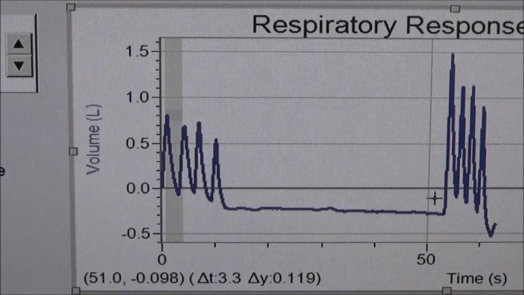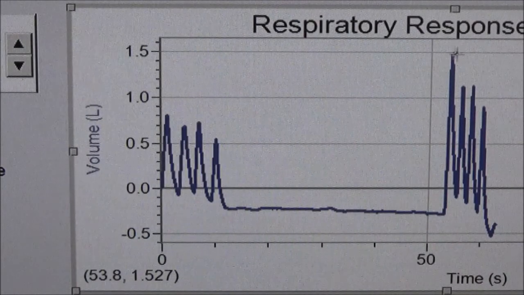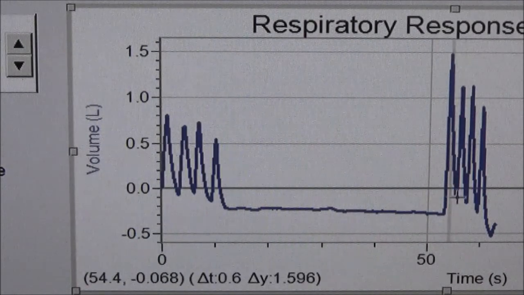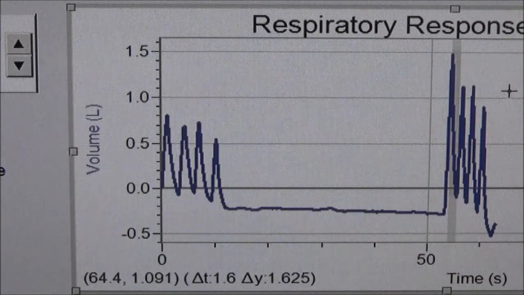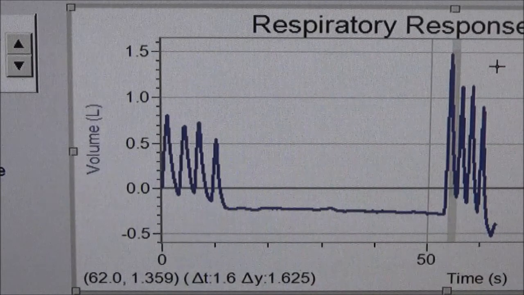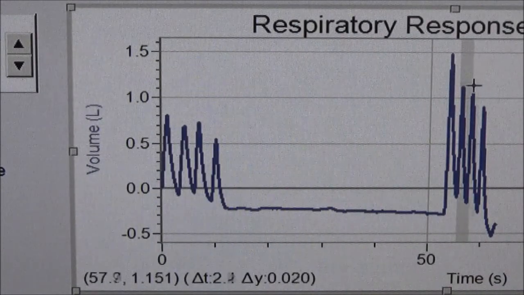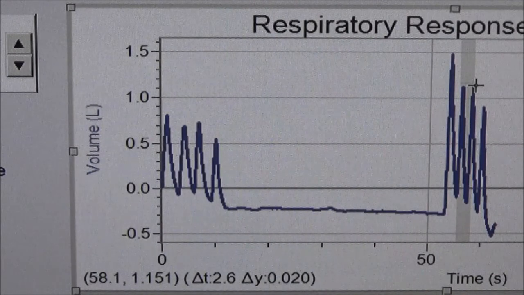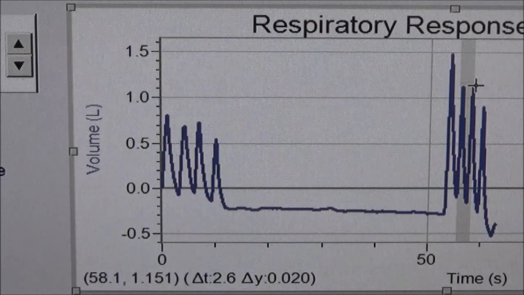This is where I held my breath, and over here I'm going to get my tidal volume from peak to trough. I'm going to look at my delta Y, that's volume. Then I'm going to get my respiratory rate by going from one peak to a neighboring peak. Okay, and now I look at my delta T. If I multiply those 2 values together, I will have my minute ventilation after the challenge.